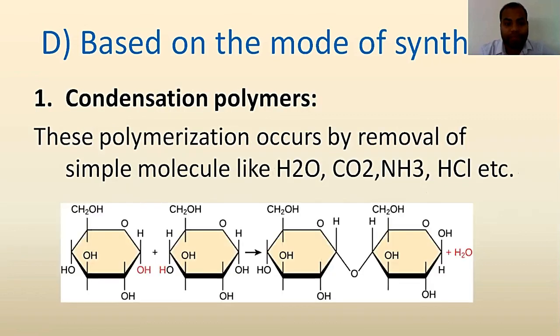Okay. Based upon condensation reaction, there are condensation polymers. These polymerizations occur by removal of a simple molecule like water, carbon dioxide, NH3, HCl, etc. This is the structure of glucose, and this is also the structure of glucose. So this water molecule gets removed, and which forms the glycosidic bond. This is a type of covalent bond. This is known as the glycosidic bond, and water is removed.